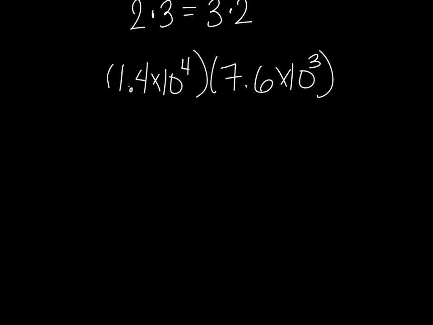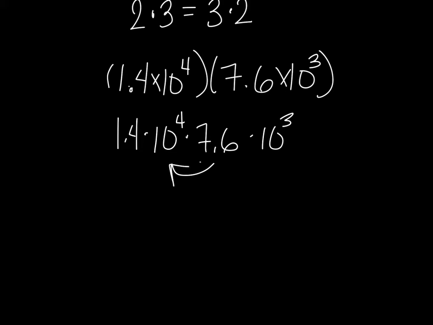Let's check it out. If I wrote it without the x's and without the bubbles, if I just wrote it out as multiplication, I've got 1.4 times 10 to the 4th times 7.6 times 10 to the 3rd. And because multiplication is commutative, I can reorder things. So let's just make a switch with those two. So now I've got 1.4 times 7.6 times 10 to the 4th times 10 to the 3rd.